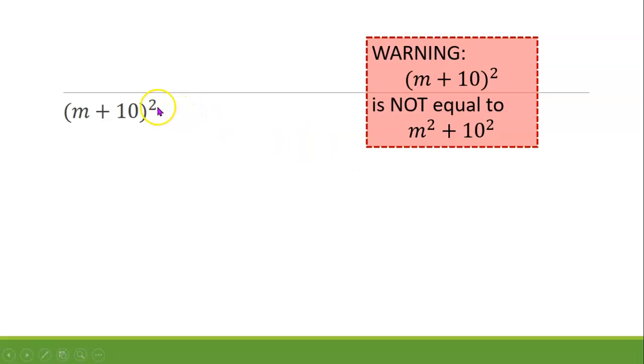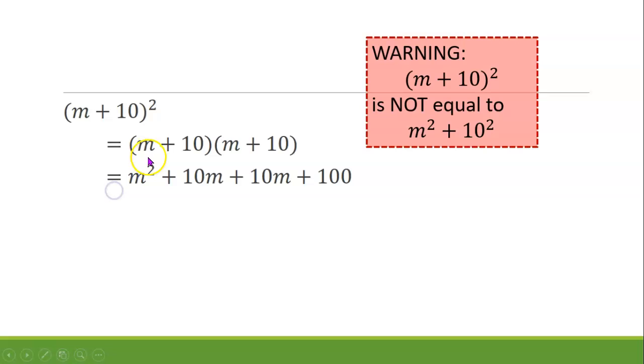What this really means is that the exponent, the 2, tells you how many of these things to multiply together. So here we have two of them multiplied together, and that would be m plus 10 times another m plus 10. So if we multiply that out with the FOIL method, first we get m times m, that's m squared. Outside we get 10m, inside we get another 10m, and last we get 100. And combining the two in the middle, we get m squared plus 20m plus 100.